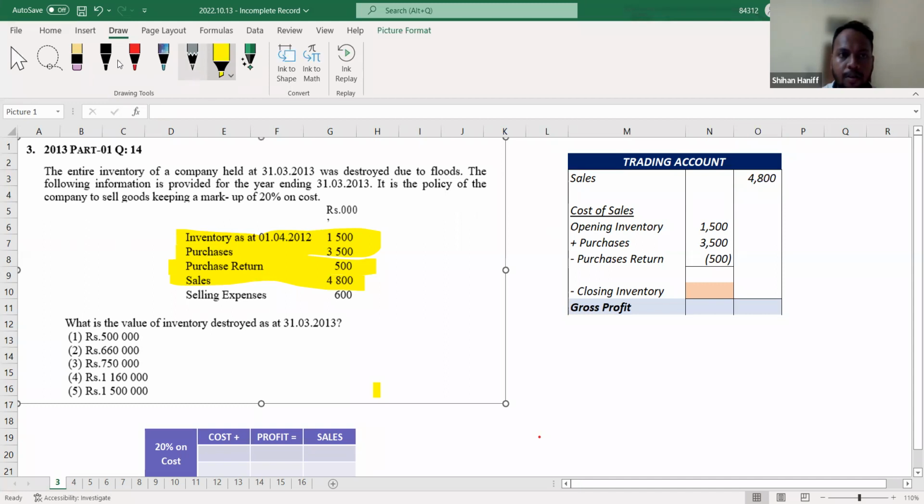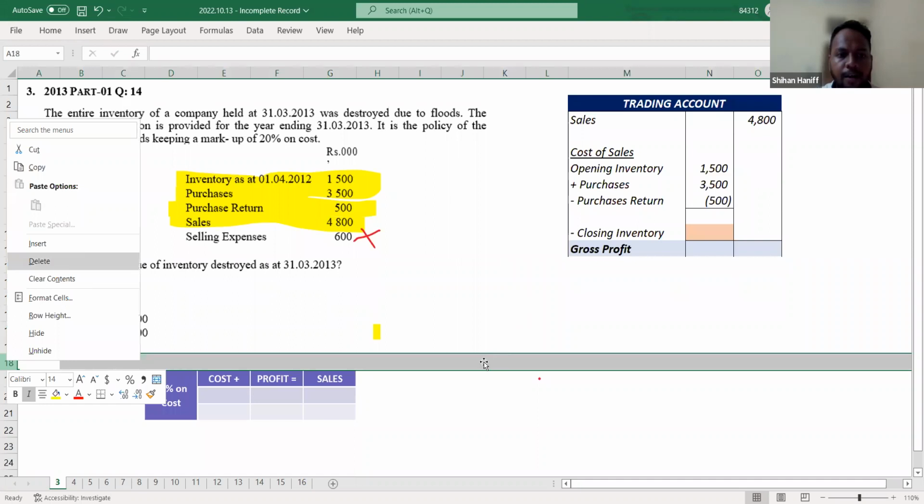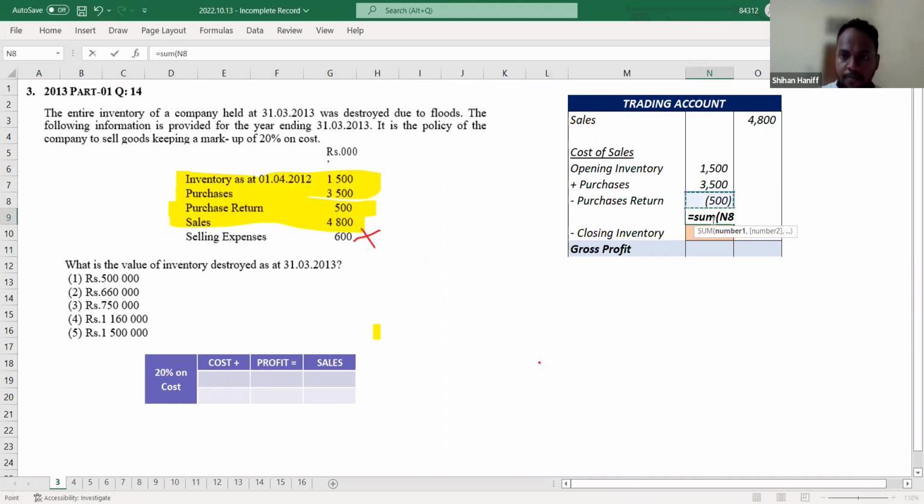Selling expenses we don't take. It doesn't come under trading, so we don't take it. Now we need to find out the gross profit or the cost of sales, so we can find the closing inventory. Now the total of this is 4,500. Now we need the closing inventory which was destroyed due to the flood.